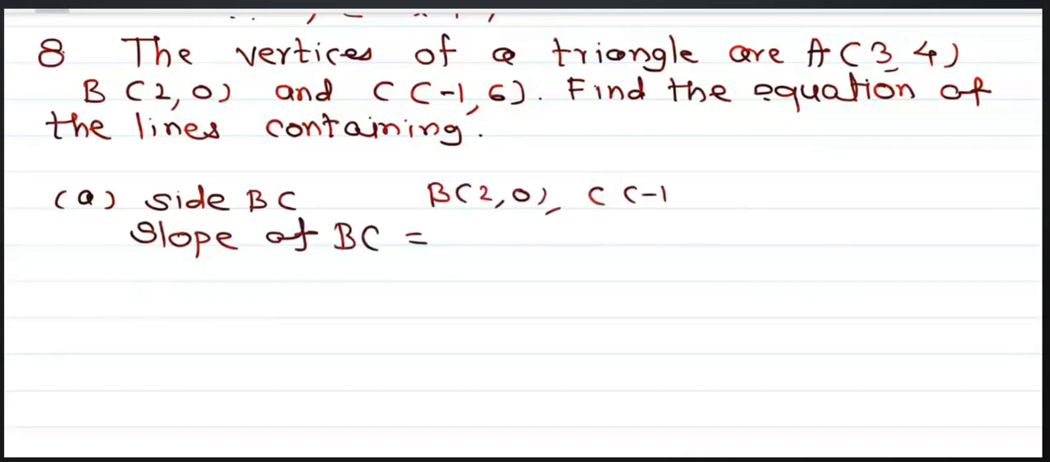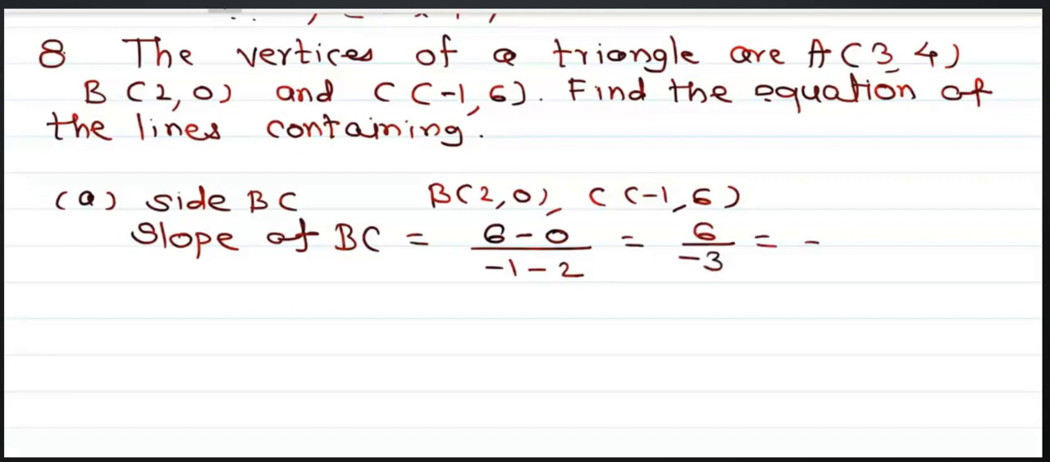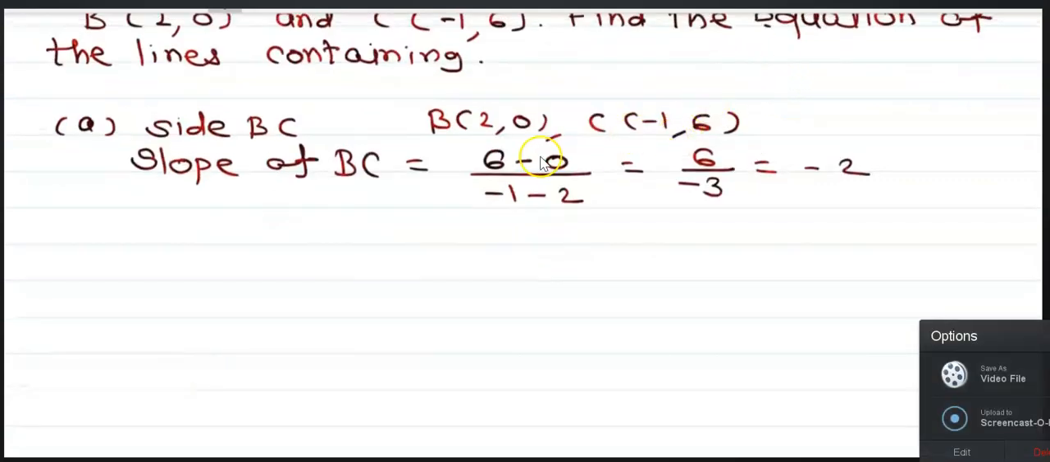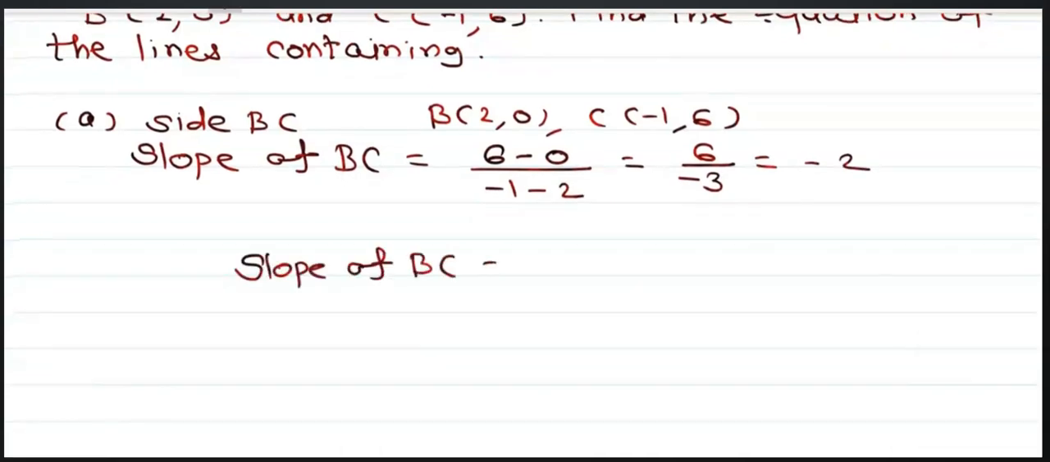Now the slope of BC is equal to, the coordinate of B is (2, 0), C is (minus 1, 6). Therefore, slope of BC is equal to 6 minus 0 upon minus 1 minus 2. That is 6 upon minus 3, that is equal to minus 2. And therefore, the slope of BC is minus 2.